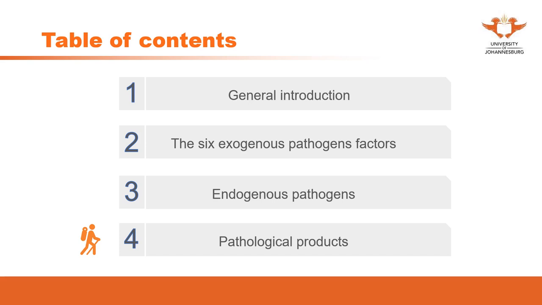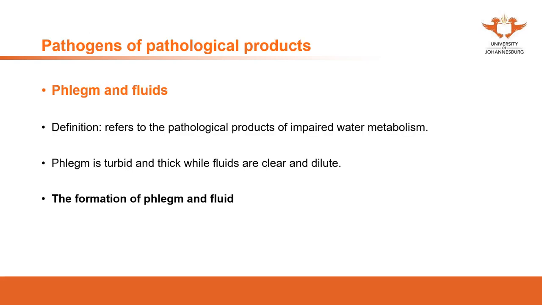The pathological products mainly refer to the phlegm, static blood, and also the stones. So we're going to introduce them one by one. The first one is phlegm.